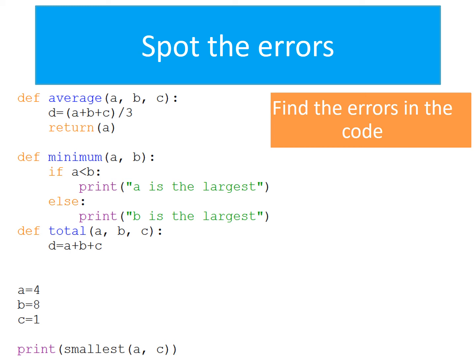The next error, look at the minimum. Remember, the minimum one is a procedure because there's no return value. We received two values, A and B, and the if statement says if A is less than B, then print out A is the largest and otherwise B is the largest. We've got a problem there. That's a logical error. The code should still run, but we know we should have smallest in that bracket there.